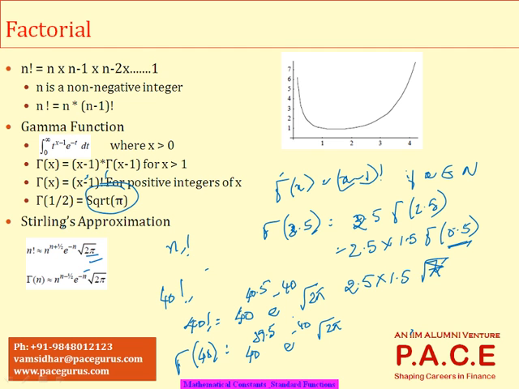Because all we know is that gamma of x is x minus 1 factorial only. Gamma of x is x minus 1 factorial, right? So divide both sides by x factorial, which is nothing but 1 by x. Gamma of x by x factorial is equal to 1 by x. So even here it should come out as 1 by 40. So that's the reason this approximation also will work for us in some of the cases.